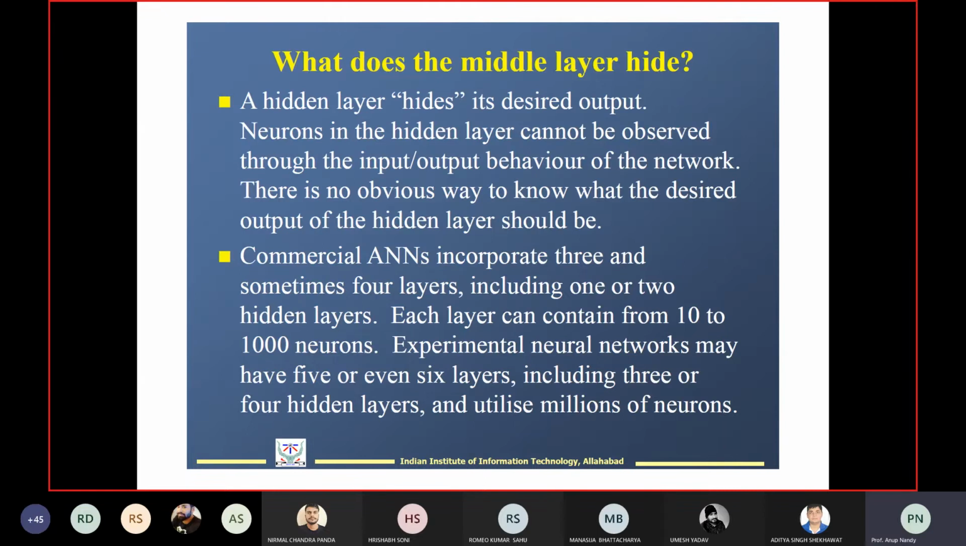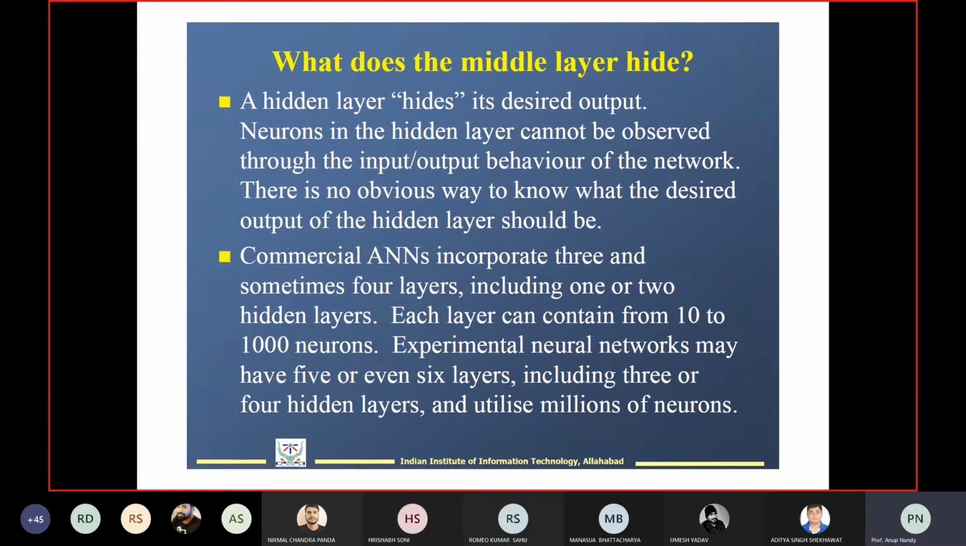So now the question comes: why do we call it a hidden layer, what is the role of the hidden layer, and what does it actually hide? Hidden layer actually hides because you are not supposed to see the desired output that the hidden layer will generate. So the hidden layer hides its desired output.